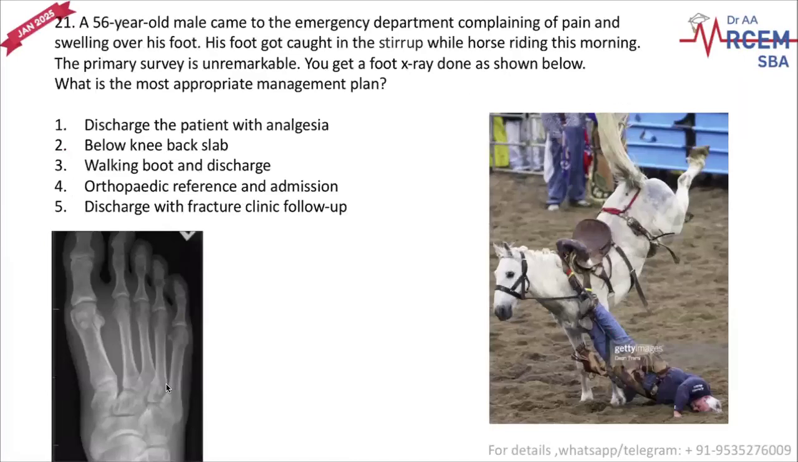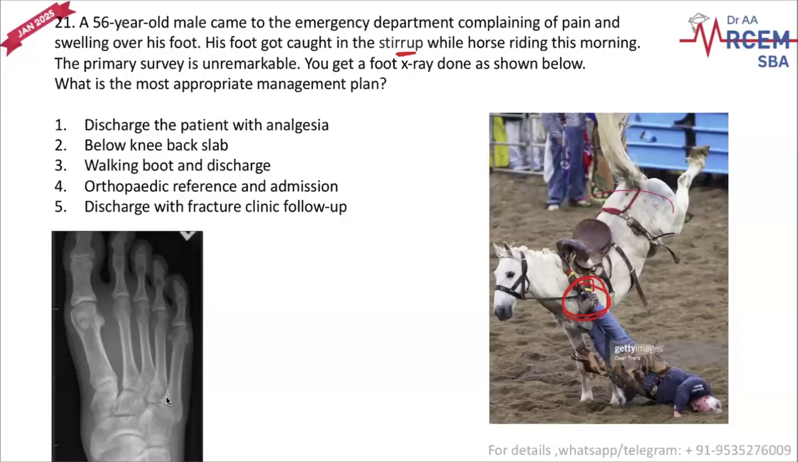A 55 years old male came to the emergency department complaining of pain and swelling over his foot. His foot got caught in the stirrup while horse riding. This is usually the mechanism of injury while horse riding. When they fall down, their foot gets stuck. The primary survey is fine. The foot X-ray is shown. What is the most appropriate management plan they are asking?